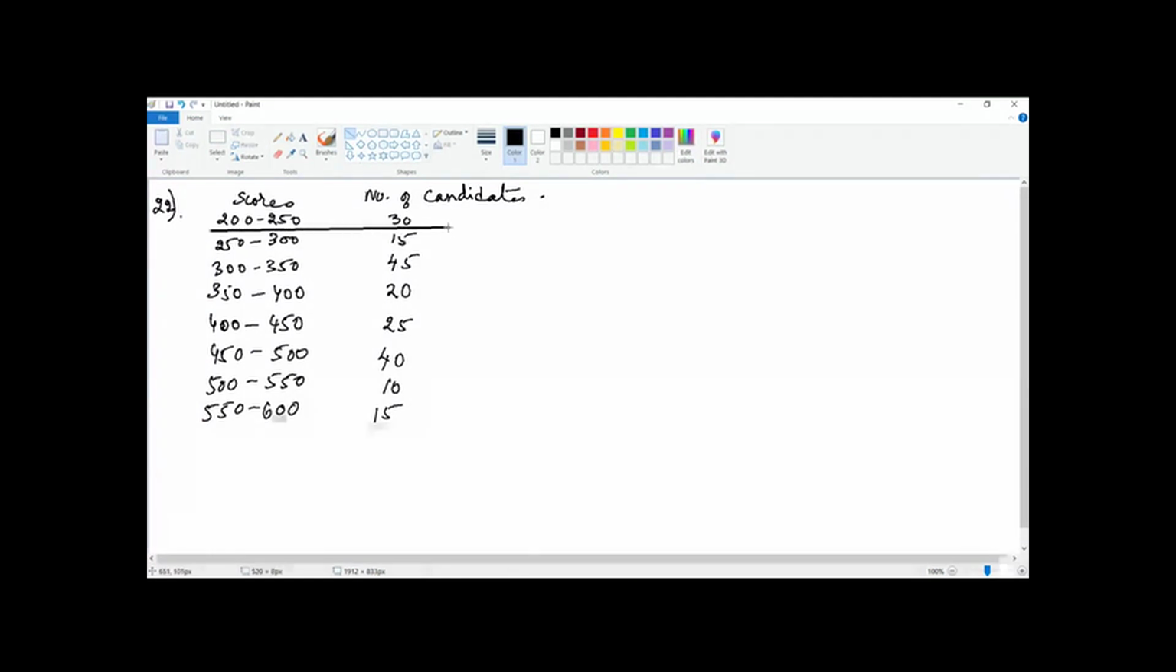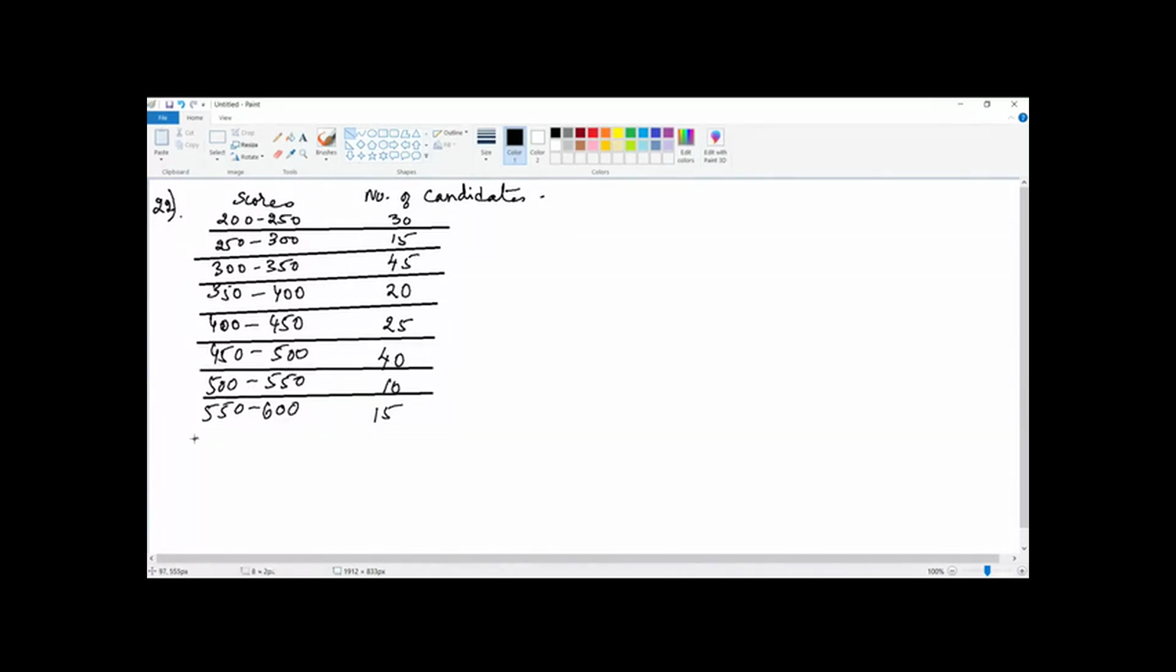Data means what? One information. Whatever is given. This is the information given. Now there are some questions on this. First one, class limits of the third class interval. What are the class limits of the third class interval?